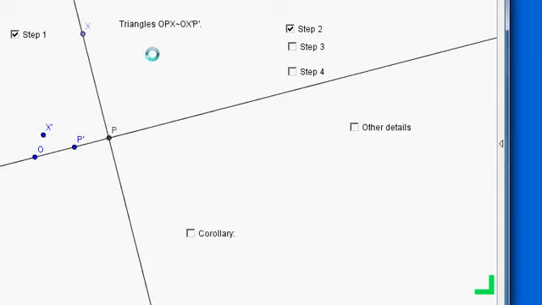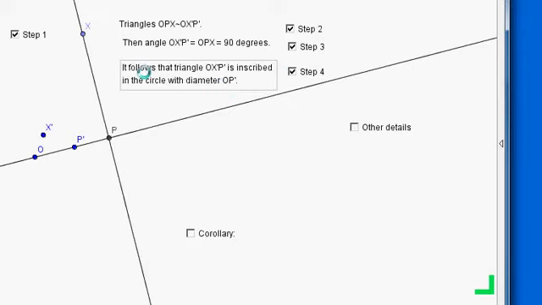Then we know from a previous theorem that the triangle OPX, which is a right triangle, is similar to triangle OX prime P prime. Remember, the X and the P get shuffled there in the similarity. So the angle at P matches the angle at X prime. We know that's a right angle, and we had a previous theorem a while back that right angles can be inscribed in circles, in semicircles actually. So the triangle OX prime P prime is inscribed in the circle with diameter OP. And again, if I move X, there it is.